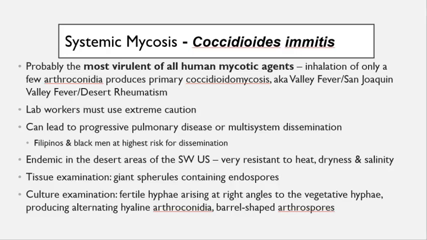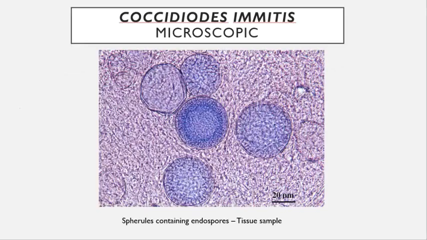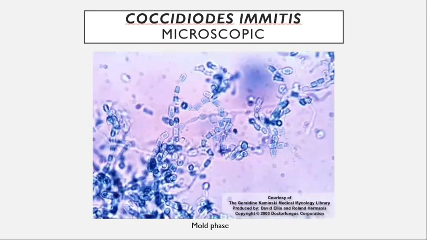During culture examination, you should see fertile hyphae arising at right angles to the vegetative hyphae, producing alternating hyaline arthroconidia and barrel-shaped arthrospores. As far as microscopic ID, this is a tissue sample, and you can see the spherules containing endospores. This is another microscopic image, but this is in the mold phase, and you're able to see the barrel-shaped arthrospores.